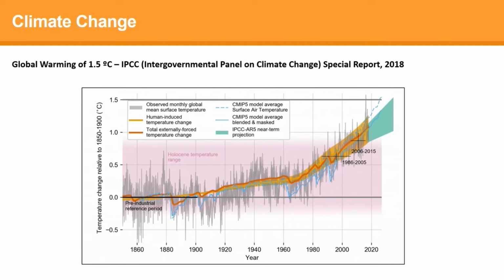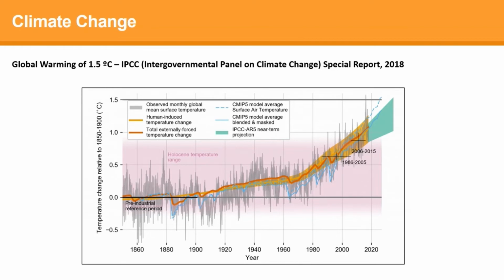So here's another chart that is from the IPCC. The IPCC is the Intergovernmental Panel on Climate Change. They provide reports every several years. They give a review of what the climate condition is now and give a prediction for the future. And this report is from 2018, and it's a special report. It's called Global Warming of 1.5 degrees. What does it mean?